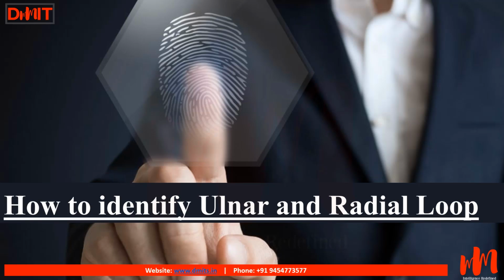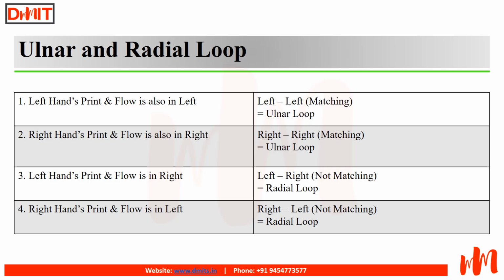Now let us quickly review how to identify an ulnar and a radial loop. Basically, how to differentiate between the two. Here I've made a summary which will make it easier for you to understand and differentiate between the ulnar and the radial loop. If it is a left hand print and the flow is also in the left, that is, left and left match, in that particular case it is an ulnar loop.